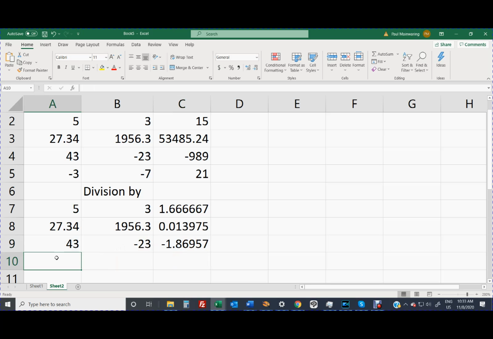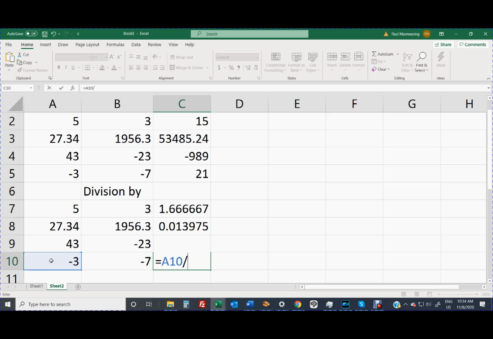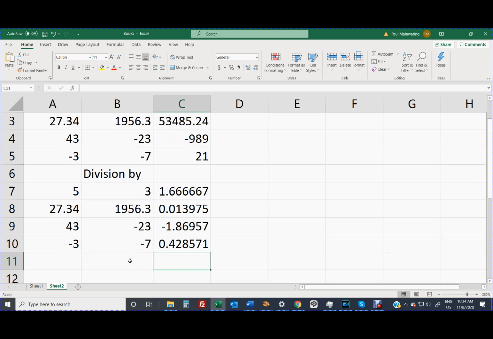And the next one, minus 3, using the minus sign, and minus 7. Okay, there it is. Again, you've got to use the command. Equals is a command. Tell me what to do. I want you to divide minus 3 by minus 7. Now, minus divided by minus should be a plus. Let us have a look. And there it is.